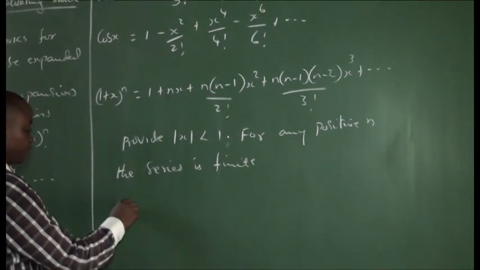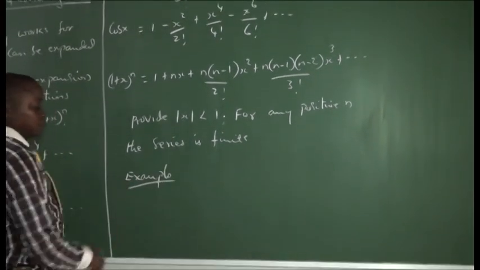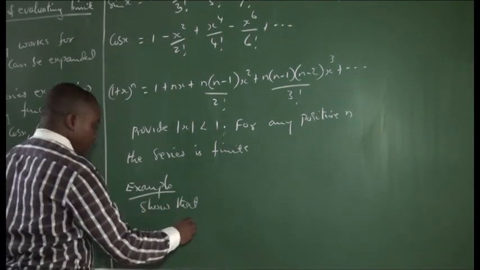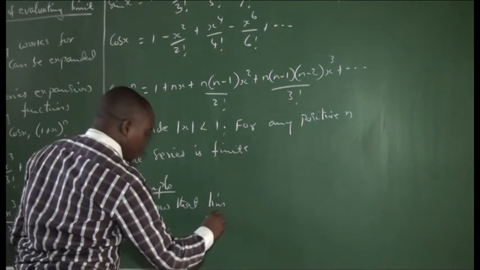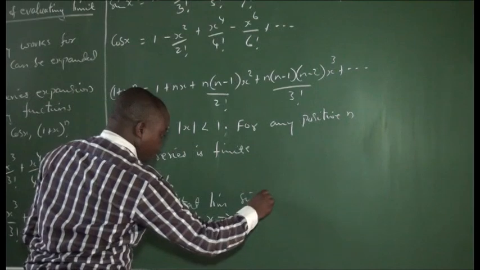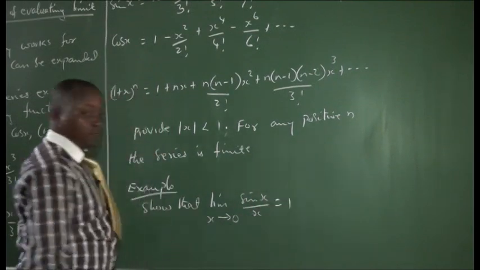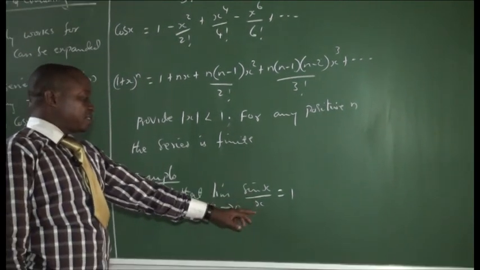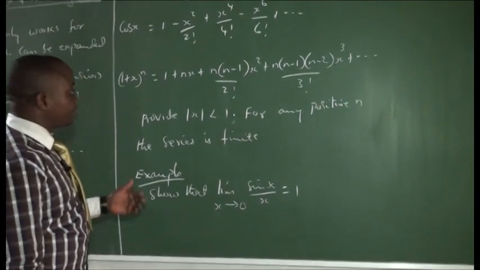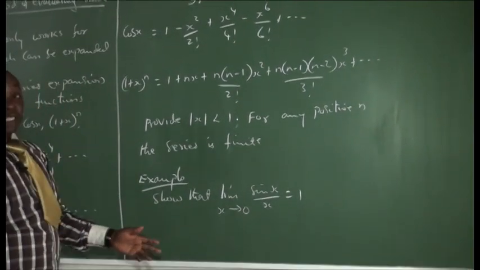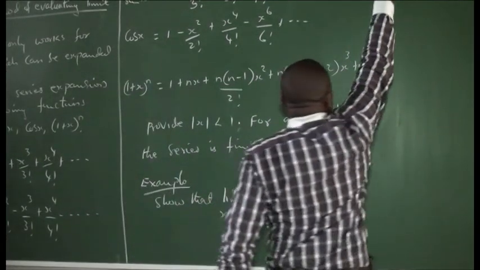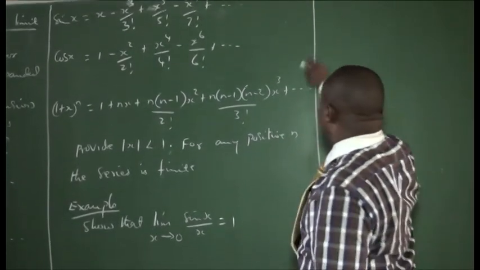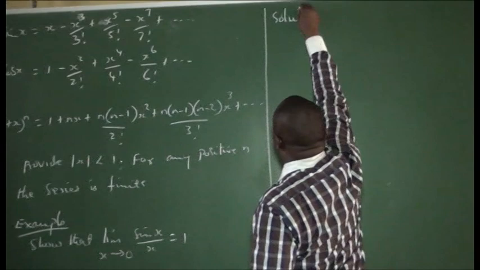Now, example: show that the limit as x approaches 0 of sine x over x equals 1. I want to show that if you take the limit of sine x over x, it is equal to 1. You know, we have said that this particular method will only work for functions that can be expanded by series expansion. So I have the solution in this form.